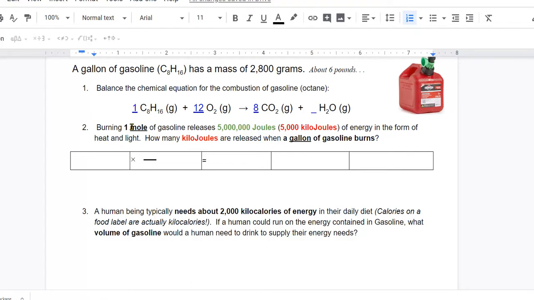Question 2 talks about burning gasoline, and it releases energy. You saw this with the match. There's potential energy in the match, and when you burn it, the energy comes out. Exothermic. Burning a mole of gasoline releases a lot of joules. So we need to use a different unit of measurement because this number is too big. The term used is kilo. It's abbreviated with the letter K. It means 1,000. Let me show you what it means.